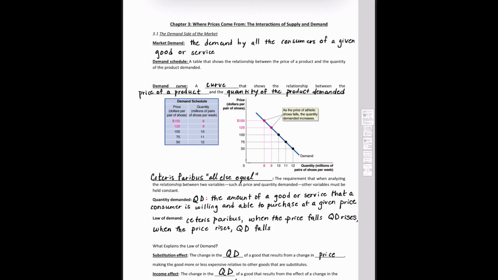Hello everyone. In this video, we'll be covering Chapter 3, Where Prices Come From, the Interactions of Supply and Demand. This video will be a little bit longer because we are covering both the supply and demand side of the market, but I will try to keep it as concise as possible in the meanwhile.